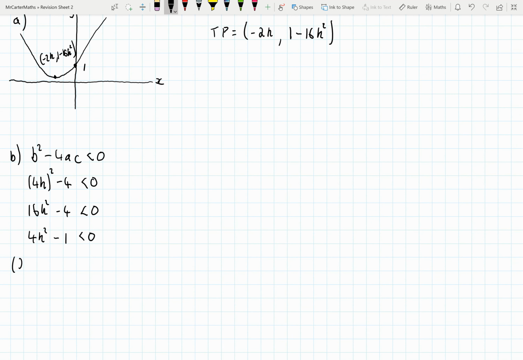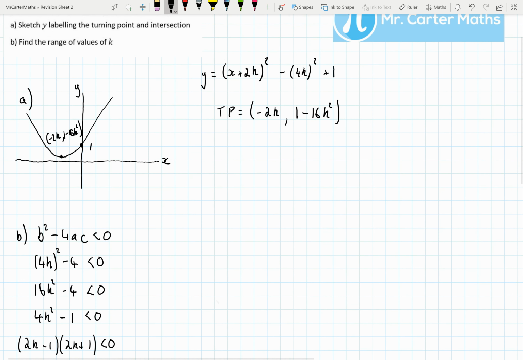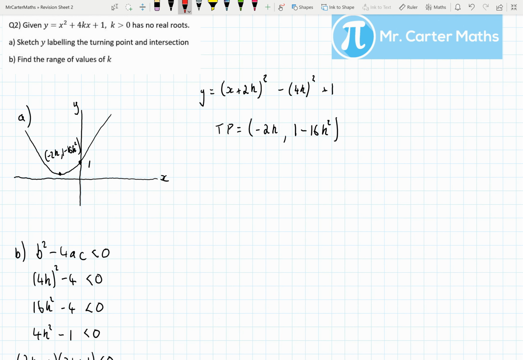Factorising that, 2k minus 1, 2k plus 1 is less than 0, just from difference of two squares, which leads me nicely to the inequality that k must be between a half and minus a half. It's tempting to give that as the answer. However, I think you've got to be careful here and consider the question as a whole. We already know this about k. We already know k is greater than 0.